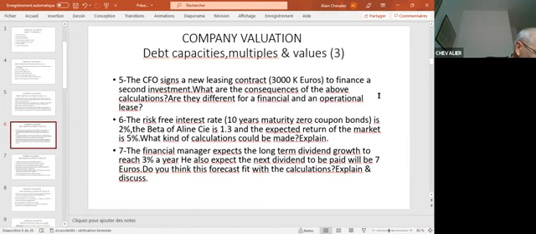He signs a leasing contract, 3,000 euros. He wants to finance a second investment, right? What are the consequences on the above calculation? This is the first part. And are these consequences different or similar or identical for a financial and operational lease contract? The answer to the second part of the question is quite simple. That's what we studied yesterday.